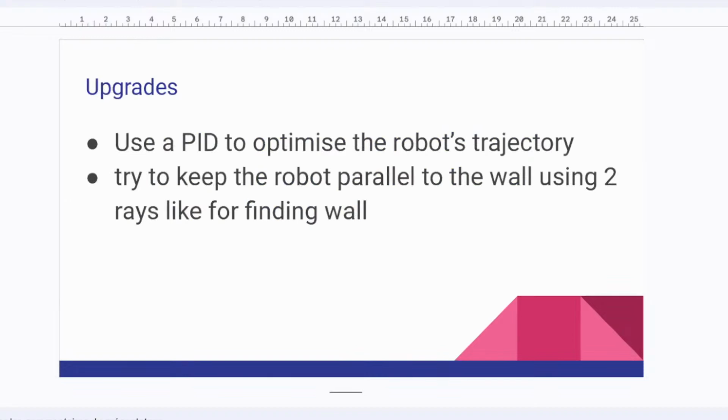But if I had to do some upgrades to my project, I would use PID to optimize the robot's trajectory. And maybe I would use more rays to try to keep the distance to the wall. So thank you for your attention.